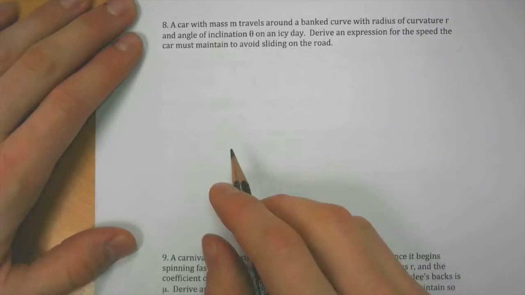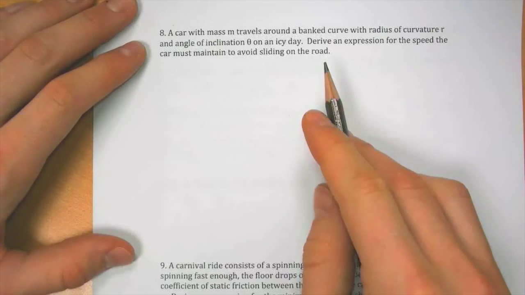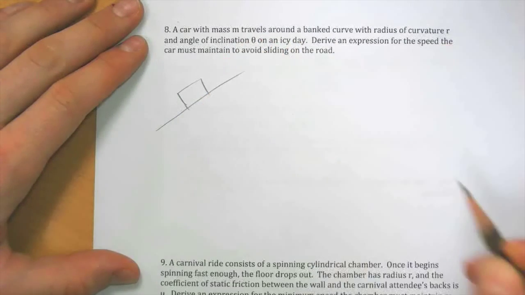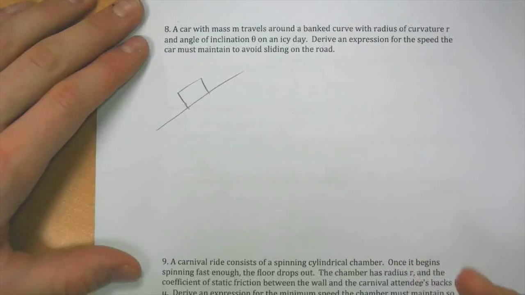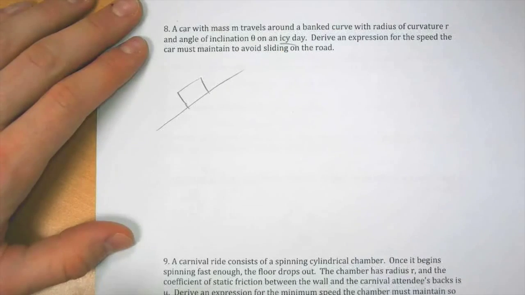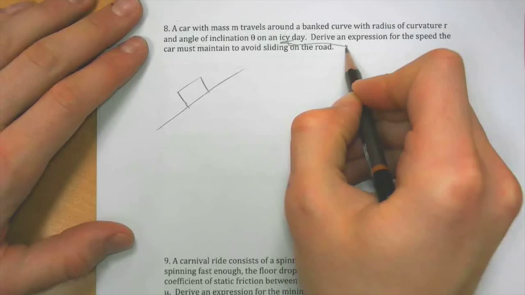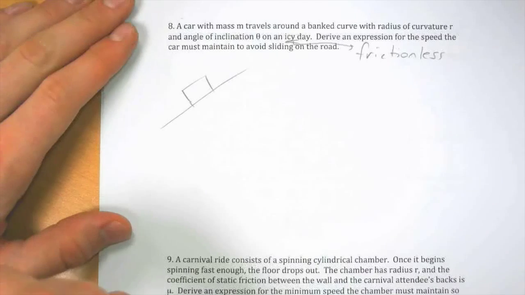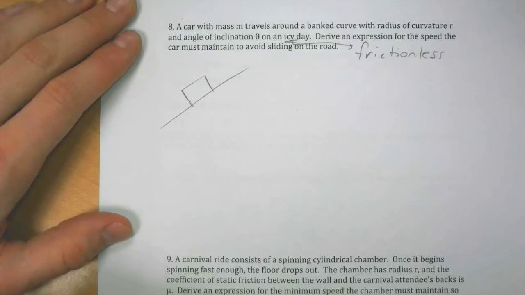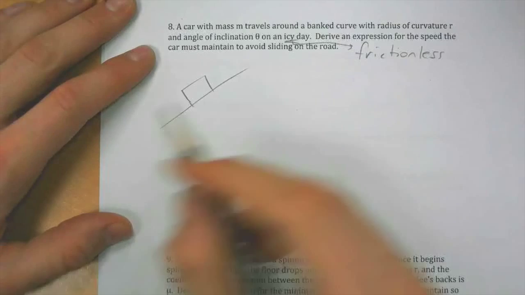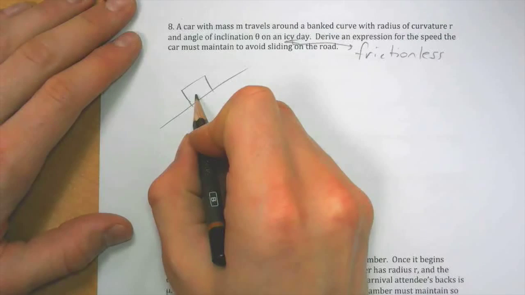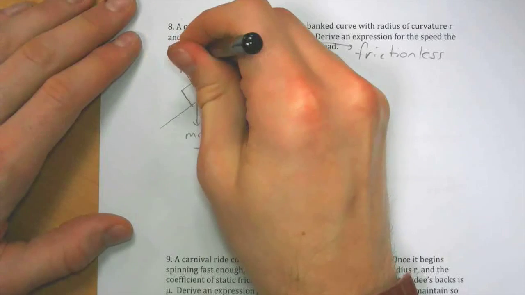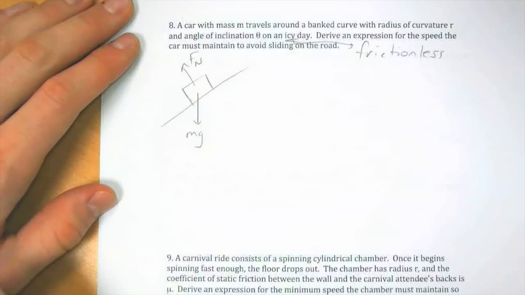Continuing on, example 8. Oh, this is a fun one. So, banked curve. Again, our car is over here. Icy is a keyword in the physics world. If we're on ice or it's icy, that means our surface is frictionless. This gets more complicated with friction, so be glad there is no friction. So what forces are acting on this car? We've got gravitational force and normal force, and that's it.